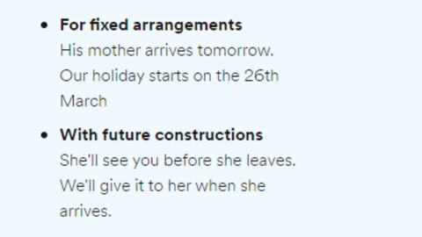Then see the next. We will give it to her when she arrives. That means whatever has to be given will be given to her when she returns. That means we are talking about some near future which has not yet taken place, but still we are saying this by using simple present tense. So these were the uses of simple present tense. Keep all these things in mind.